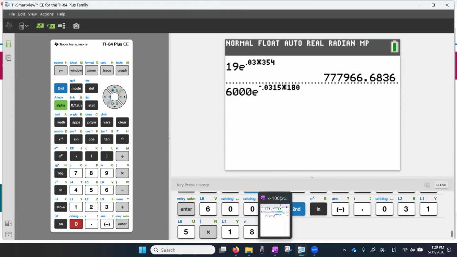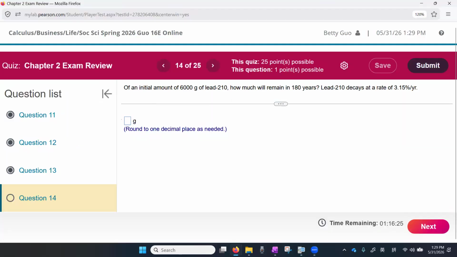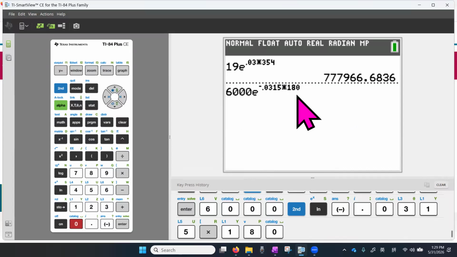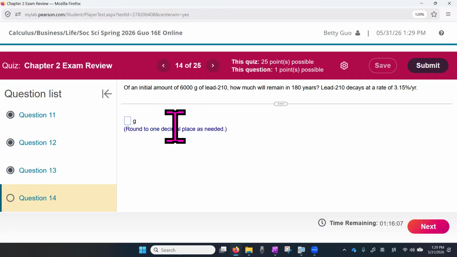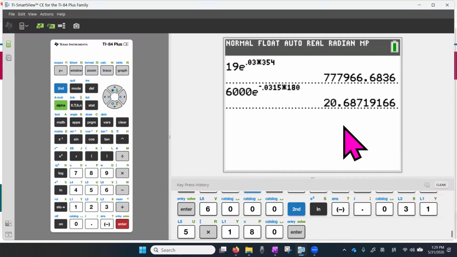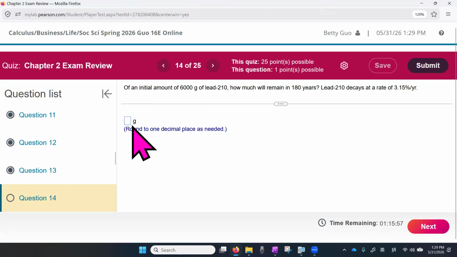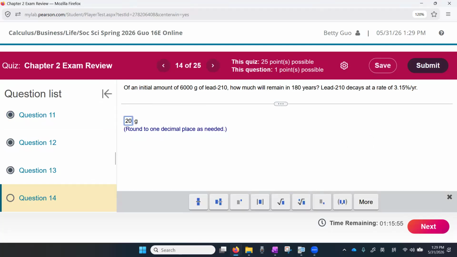Double check entry. 6,000, 180 years, 3.15%. Okay, next, round to 1 decimal place. So 20.7.